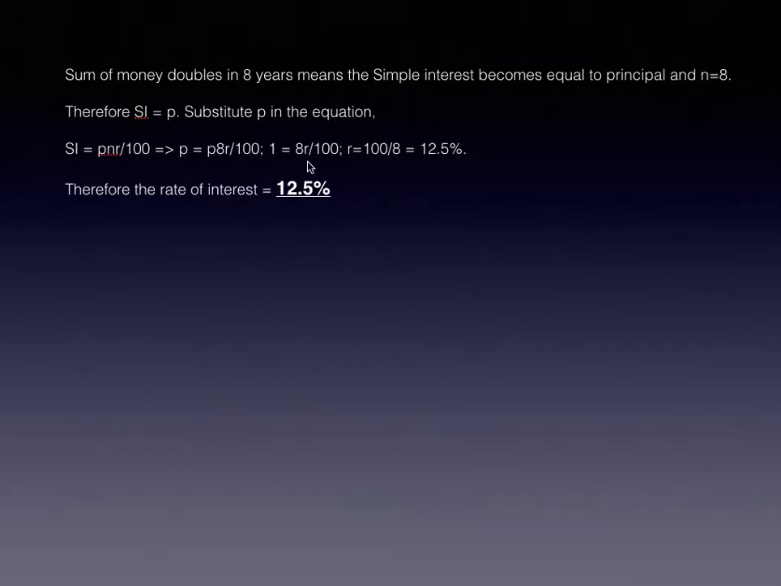P and P cancel. Then 1 is equal to 8R by 100. And R is equal to 100 by 8, which is equal to 12.5%. Therefore, the rate of interest is equal to 12.5%. That is, the sum of money doubles in 8 years at 12.5% simple interest.